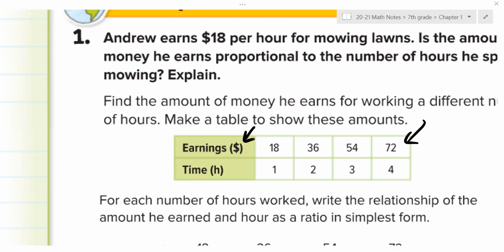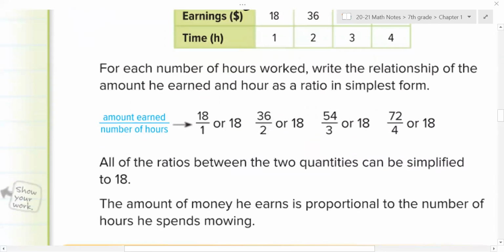For each number of hours worked, write a relationship from the amount he earned and hour as a ratio in simplest form. In simplest form, that just means that we can't reduce it anymore. So the amount earned was 18 for 1 hour, or 18. In 2 hours, it was 36 over 2. 3 hours was 54 over 3. For 4 hours, it was 72 over 4, and they're all equivalent because everything simplifies as being 18. So it's just $18 per hour as a unit rate, but as a ratio, it's just 18.